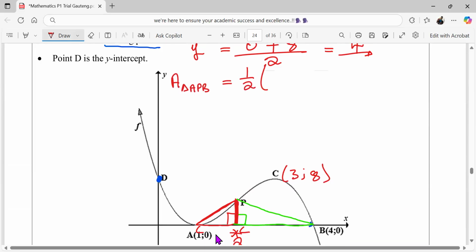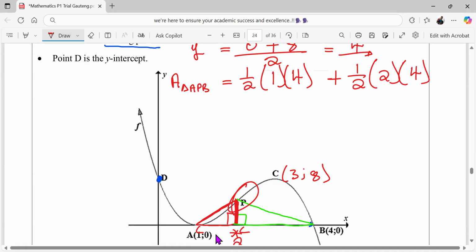Going to the first triangle, the base here is 1, as we said, and the height is going to be 4, because we said the height is the y value at P, and we found it. Then we take the area of this first triangle and add it to the area of the second triangle, where the length of its base is 2, and the height of it is still going to be 4.